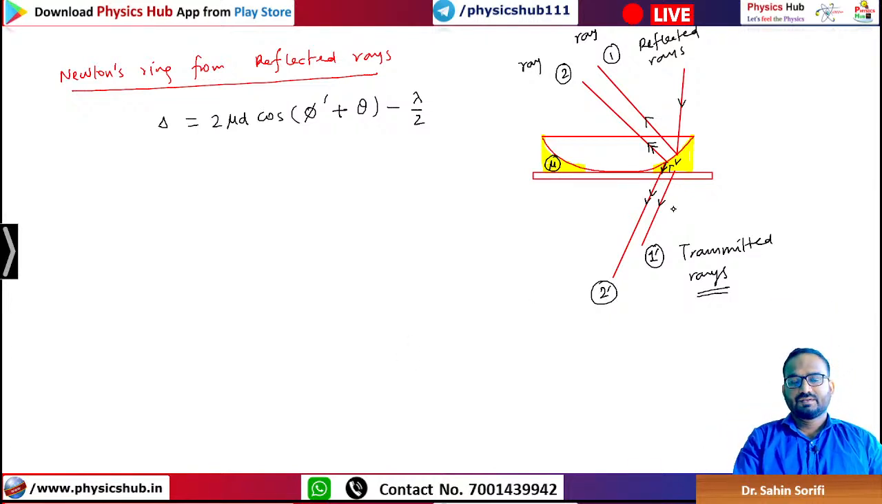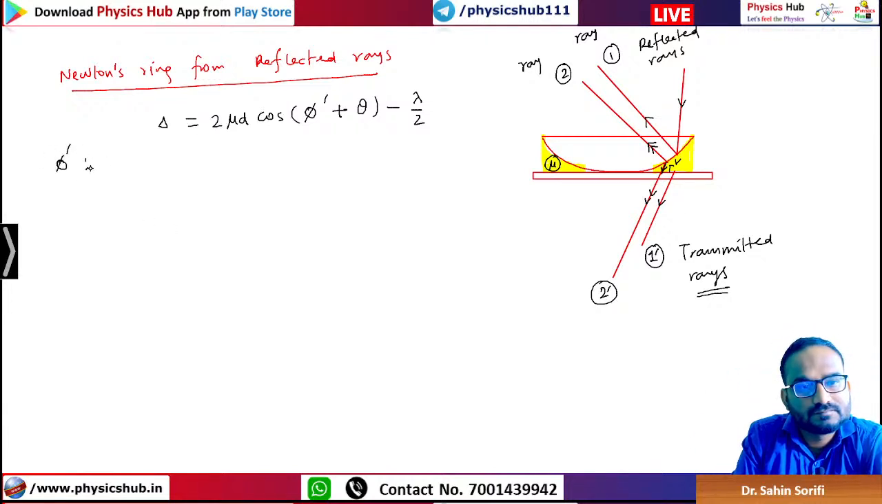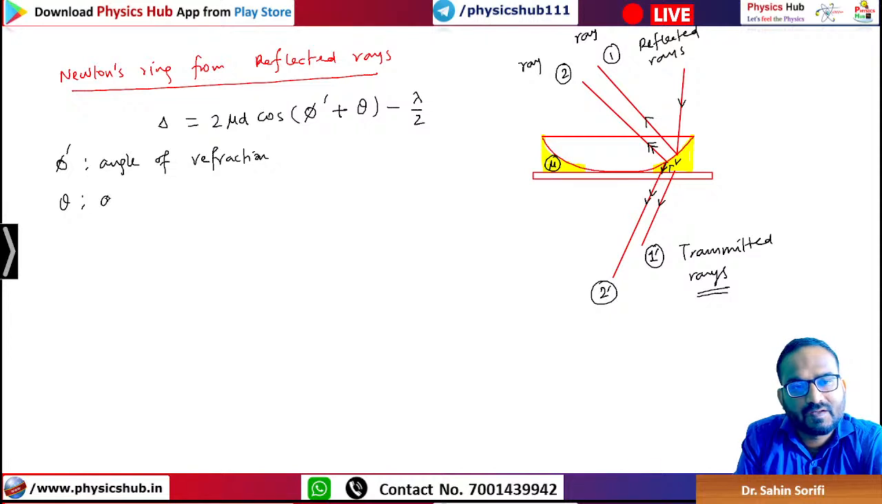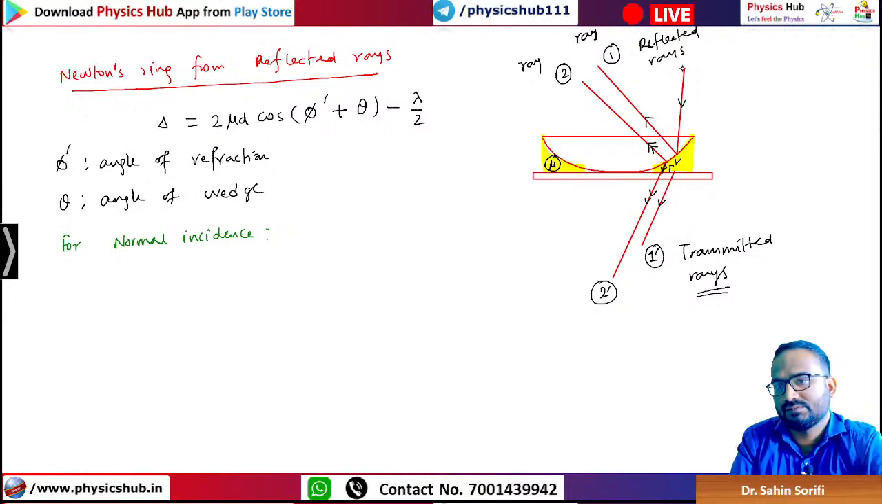Phi prime is the angle of refraction, and theta is the angle of wedge, because it is a wedge shaped film. Now, if you implement normal incidence, I have shown you how it is coming. If you imagine normal incidence, then your phi prime is equal to 0.